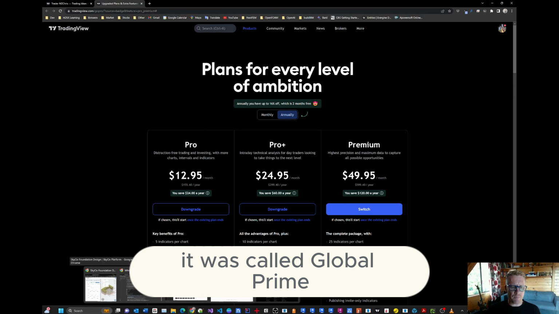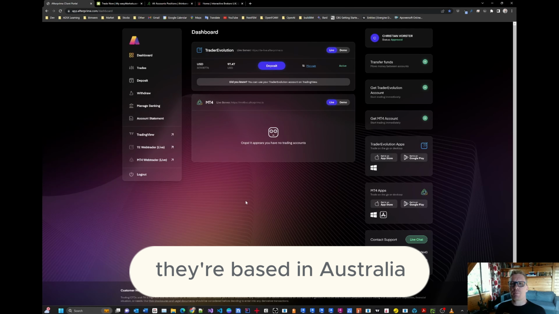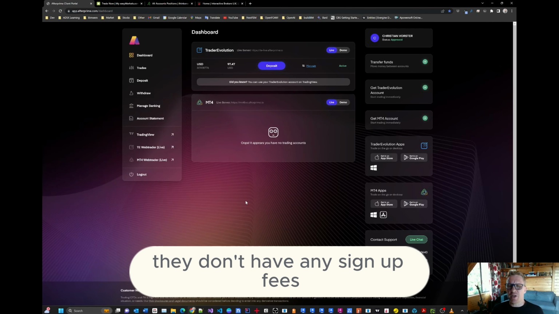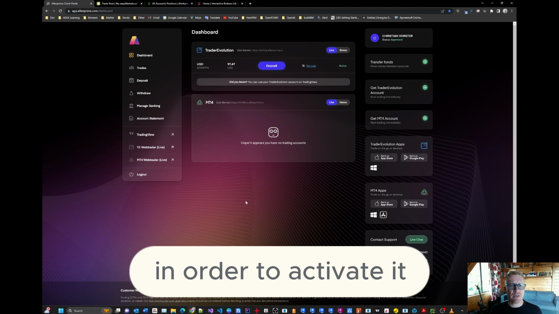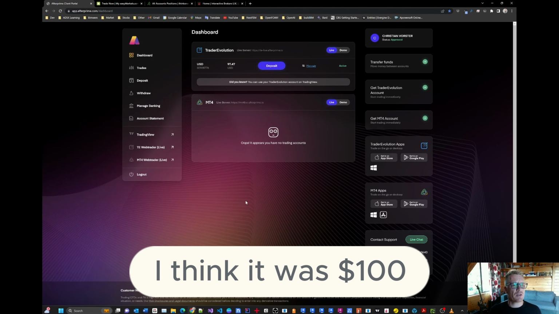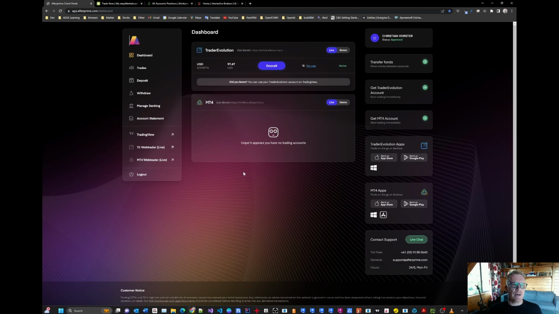It was called Global Prime, and this is what their website looked like. So it was called Global Prime. They're based in Australia. They don't have any sign-up fees, but you have to deposit a minimum amount into the account in order to activate it. I think it was $100 US. I stand to be corrected, but it was something along those lines.